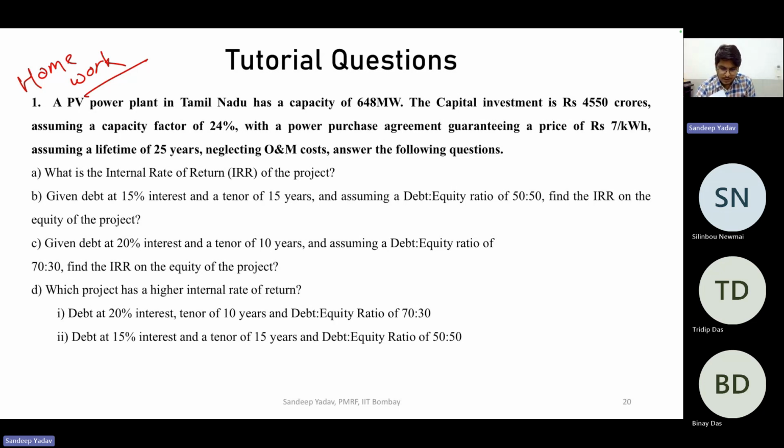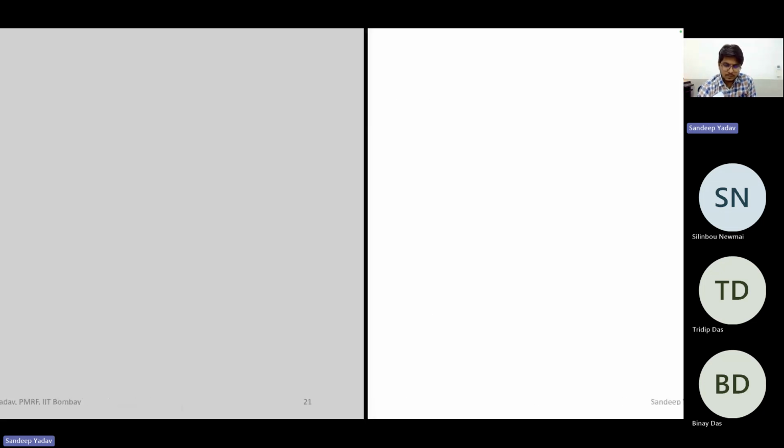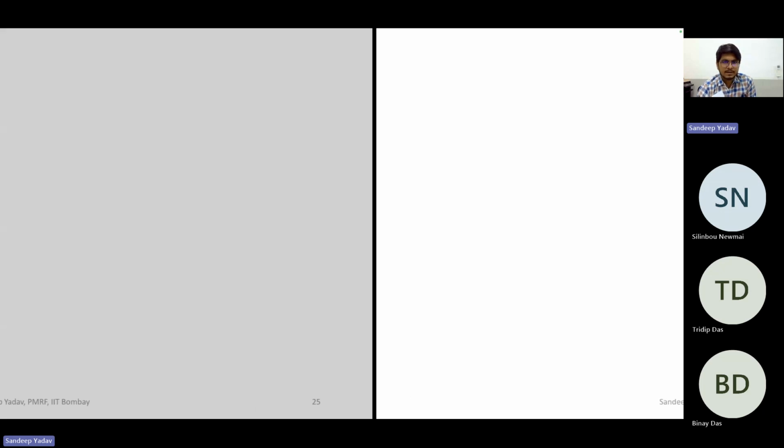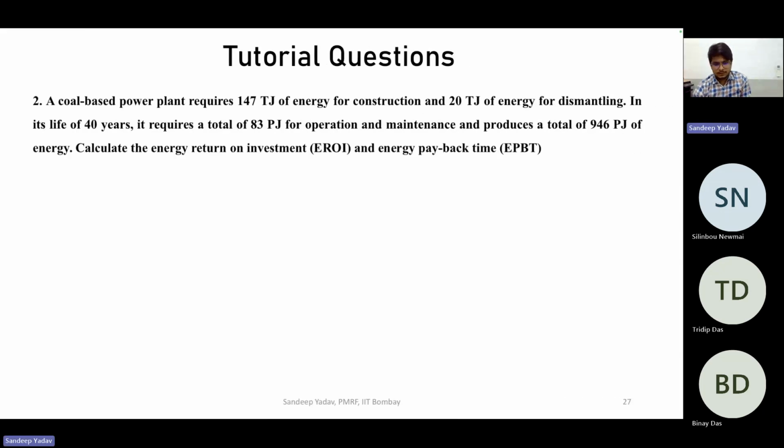We have to calculate the IRR that we have just calculated. We need to know the debt equity, and we have to again find the IRR here also, in different forms. So first try it yourself, otherwise I'll solve it in the next class. We move to this type of question because we have limited time and we wanted to give you more different types of questions that will give you more practical knowledge.